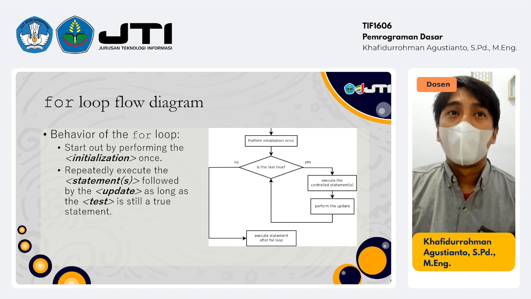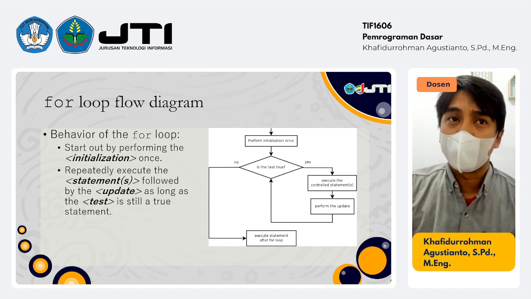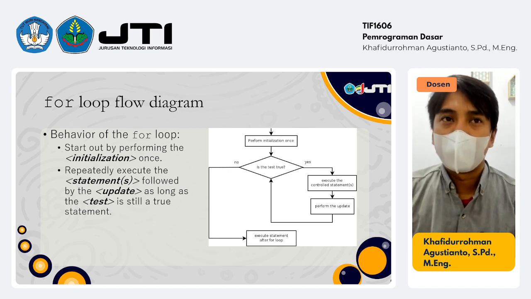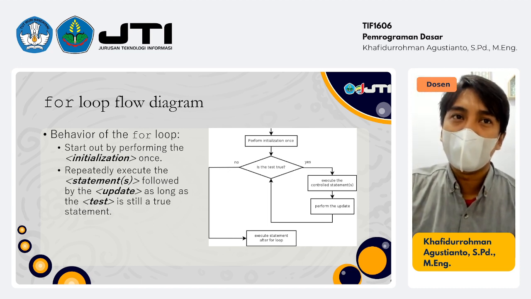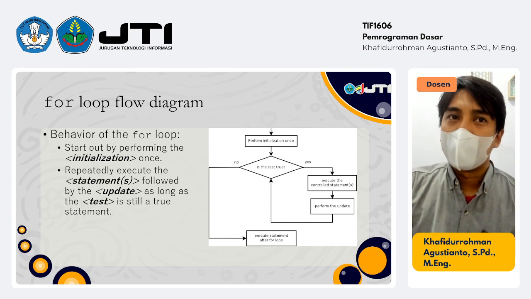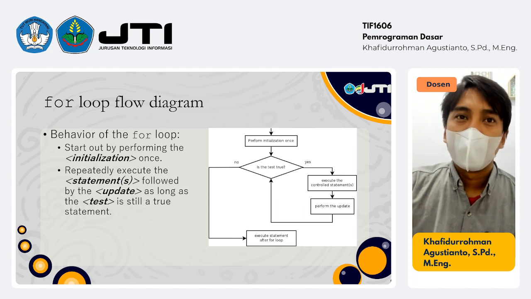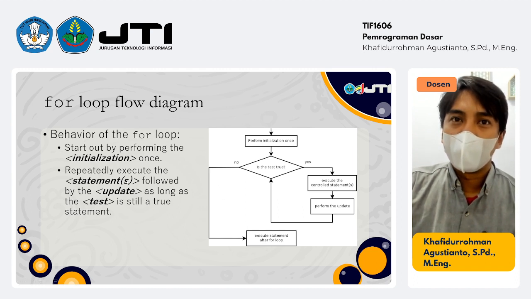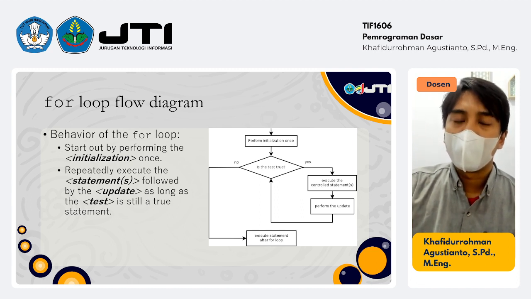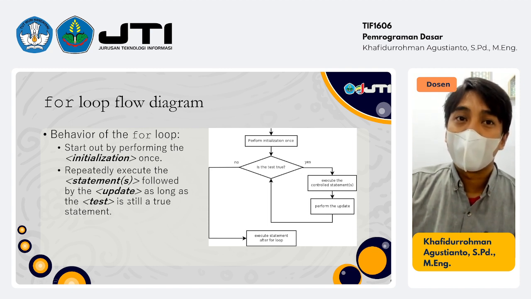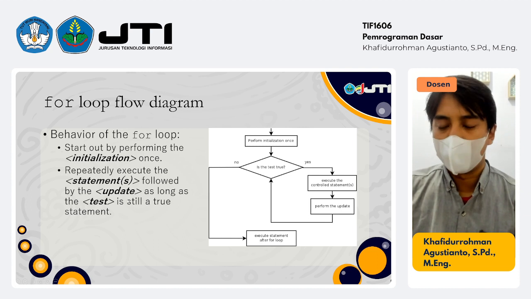Okay, for loop flow diagram. The behavior of the for loop: first it starts out by performing the initialization, then repeatedly executes the statements, which may be several statements or sometimes just one statement, followed by the update, as long as the test is still true.